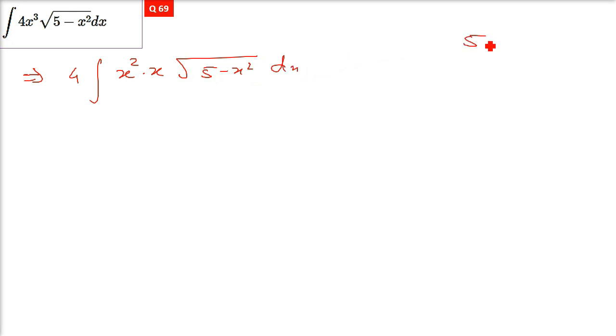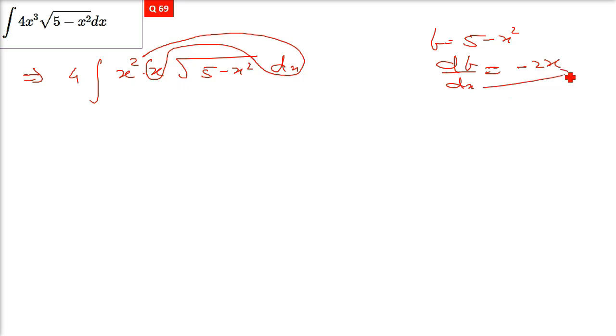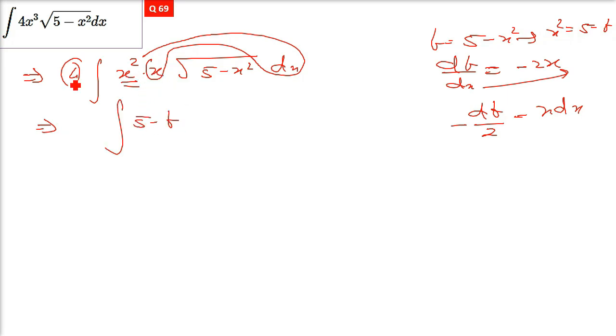Now 5 minus x square, this you can take as t. dt by dx will be equal to, 5 will be 0, this will be minus 2x, this whole x dx, just multiply dx here and bring this negative 2 to the denominator. So x dx will be minus dt by 2. This will be 4. Let's take this 4, will deal with it later. x square from here will be 5 minus t. So in place of x square, write 5 minus t. 4 for later. x dx is negative dt by 2.